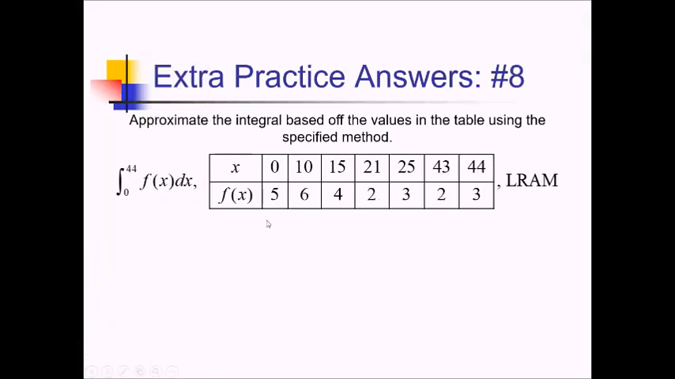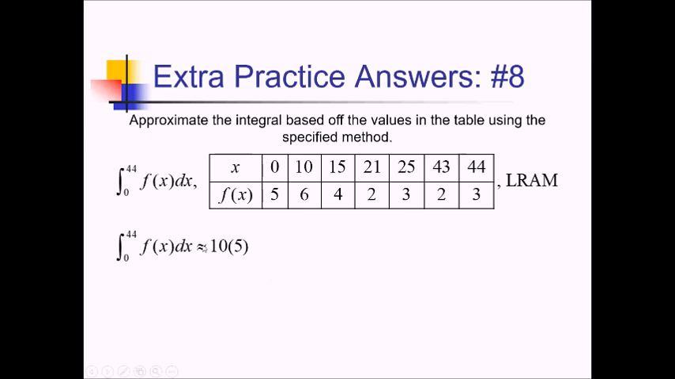For this problem, I'm trying to approximate the integral from 0 to 44 of the function represented by this table. I'm going to be using LRAM for this one. So these are all endpoint heights of rectangles in this f of x row. I'm going to be using the left one for each rectangle. So we can say that this integral here is going to be approximately equal to, and now here's the area of my first rectangle. I have a base of 10 from 0 to 10 times a height of, this is LRAM, so I'm going to use 5 rather than 6. So base of 10 times a height of 5.